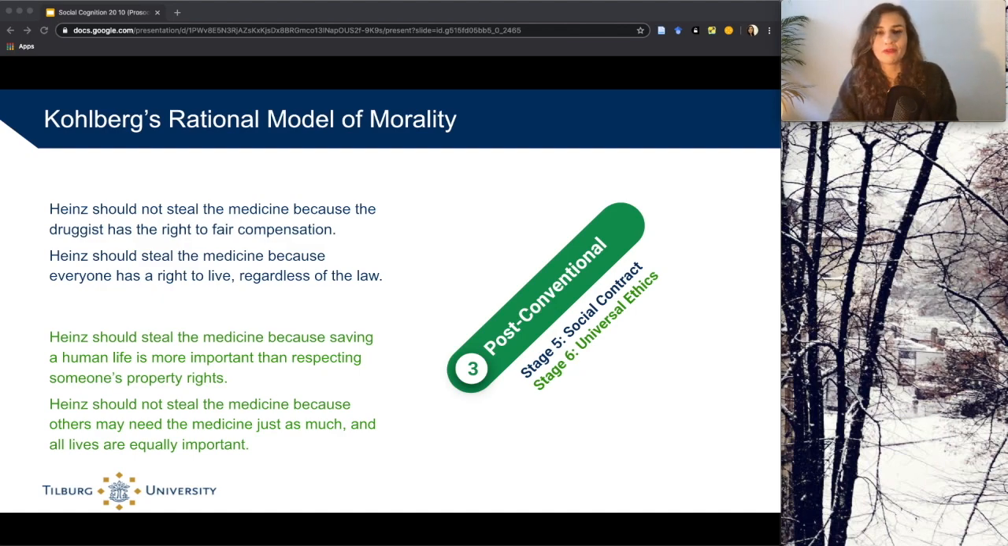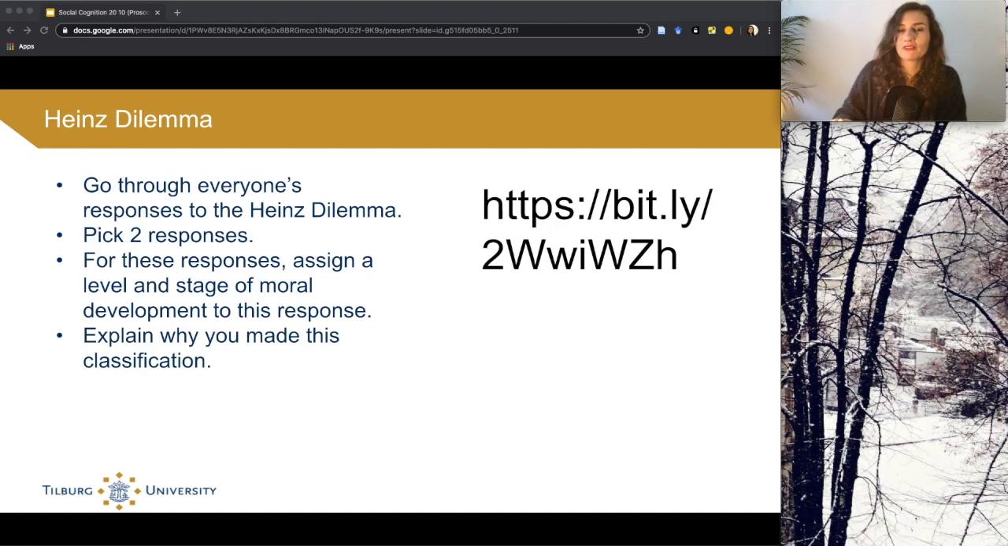Now that we've spoken about these 6 stages of moral development according to this Kohlberg rational model of morality, what I'd like you to do is to go through people's responses to the Heinz dilemma, pick 2 of them, and for the responses that you've picked, assign a level and a stage of moral development, go through the list and see which one of these you think actually fit well, and then explain why you made this choice. You will see in the form that I'm going to add the link to, and also it's on the slide, that there's always space for 2 raters, so you can make your own rating and then also see if someone else agrees with you or disagrees with you. And I suggest that you pause this video now and have some fun with this.